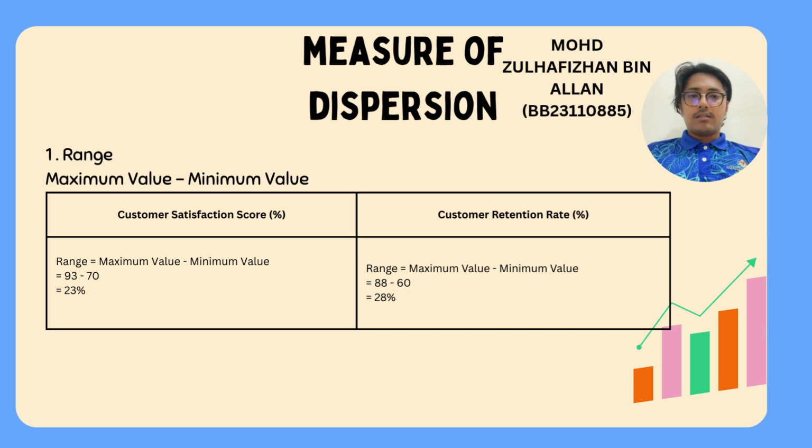As we can see, the customer satisfaction score range is 23%, which is lower than the customer retention rate of 28%. This indicates that customer retention is performing better than customer satisfaction. Generally, a higher percentage reflects more positive performance outcomes.